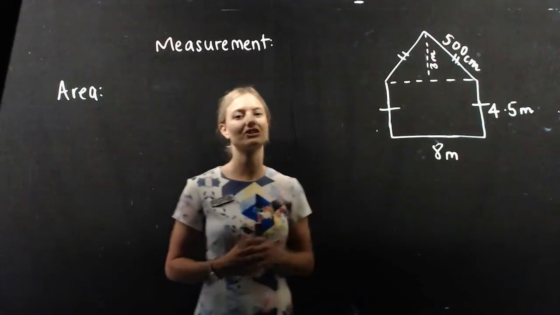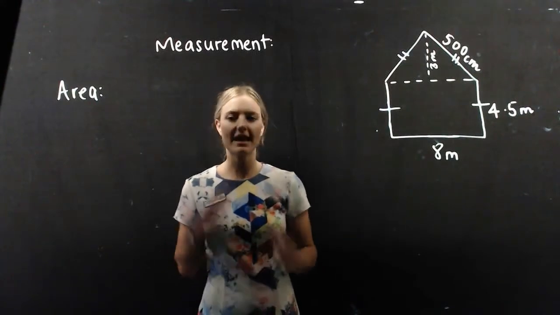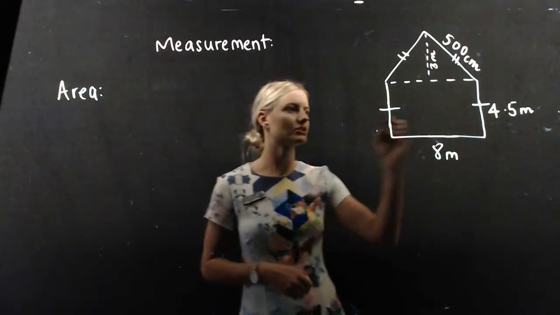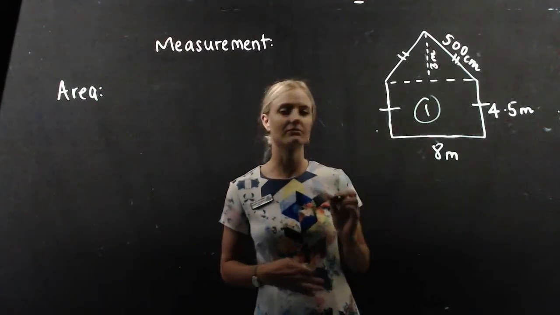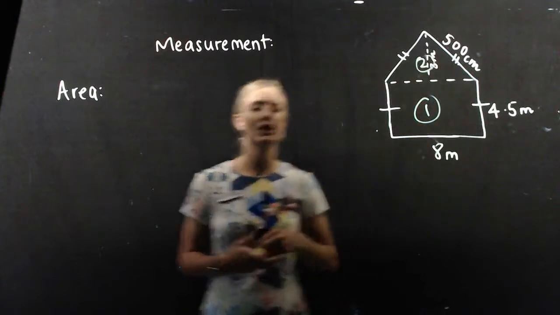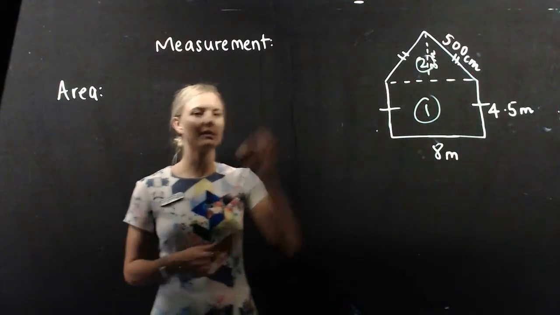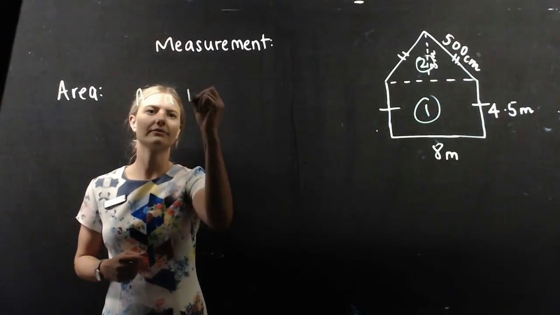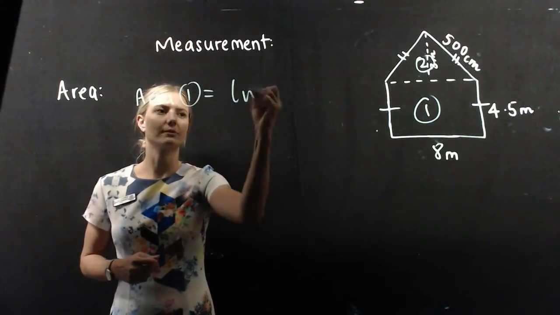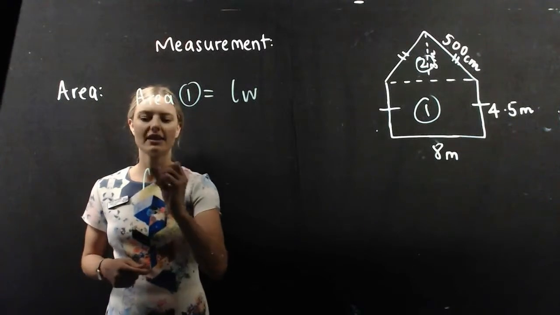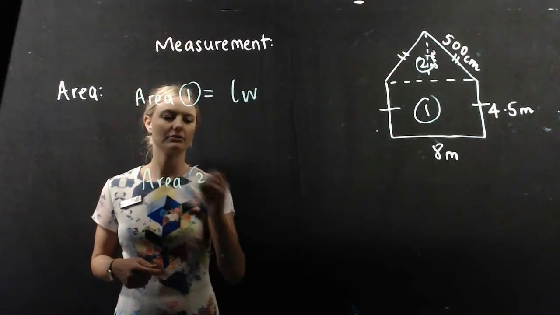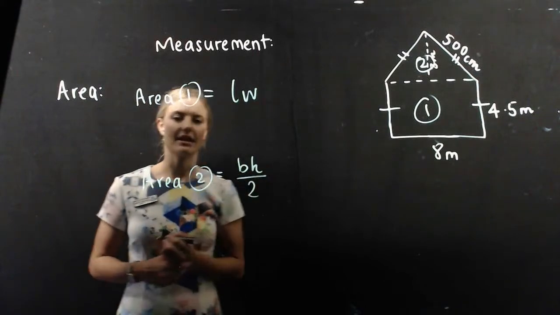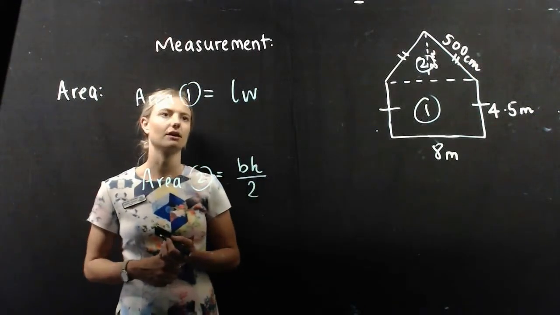The area of this shape can be found by separating it into the 2 shapes that it's made out of. So this composite shape has a rectangle and a triangle up above. So we'll find the area of each shape and then add them together to find the total. The area of the rectangle uses the formula length times width, and the area of the second shape, the triangle, uses the formula base times height divided by 2. Making sure we include units every single time.